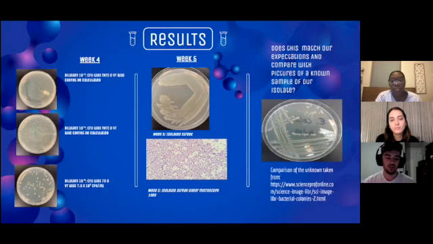Here on the left side, we see the colonial morphology was opaque. The colonies were small in size and the margins were entire. And finally, the elevation, it was raised a little bit.